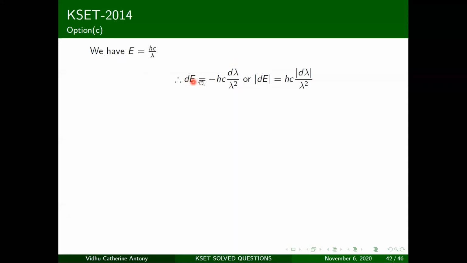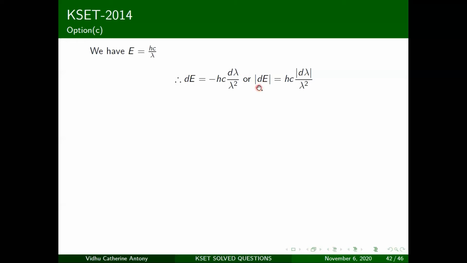So dE is equal to minus hc, and when you differentiate it you have to be careful. You have lambda power minus 1, so you get a minus into lambda power minus 2, and that's how you get this. They've taken the modulus of this, because we just want the shift. They're not asking for the direction of the shift, they just want the shift.